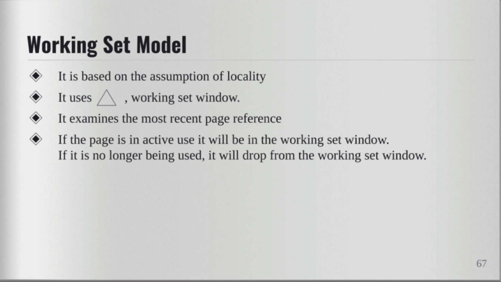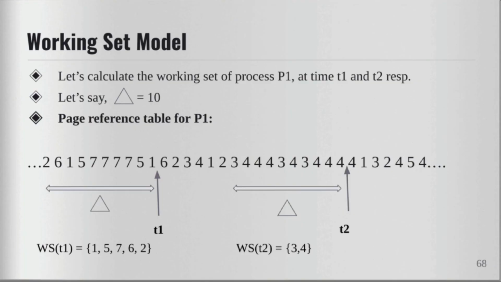So let me explain this to you in detail. Let's calculate the working set window of process P1. So let's say there's a process P1. We want to calculate the working set for the process P1 at times T1 and T2 respectively. Let's say delta equals 10. Okay, and then we're going to create a page reference table for process P1. So these are your pages.